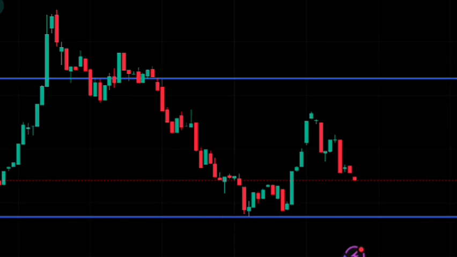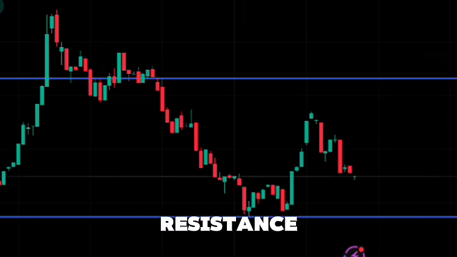Yes, it's very simple. At support, look for buy. At resistance, look for sell. I hope you can understand. This shows that the market is rejecting that level.